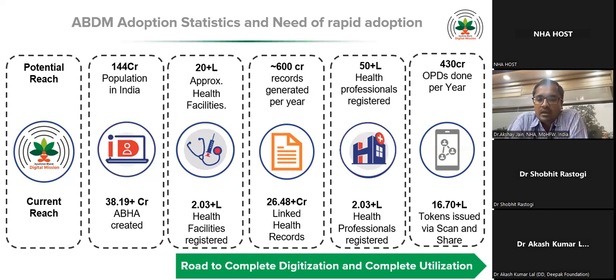And by an estimate, there are around 600 crore health encounters being done in India per year. We have around 2.03 lakh health professionals also registered with us out of an estimate of 50 lakh health professionals who are present in India. Currently, doctors and nurses are only on our HPR registry. And recently, we have launched some OPD registration through QR codes, and around 16.7 lakh tokens, or registrations of OPD, have been done through electronic mode out of the total of 430 crore OPD visits that happen in India by an estimate every year. So we have huge market potential, or a huge universe to cover, and we are progressing towards it.